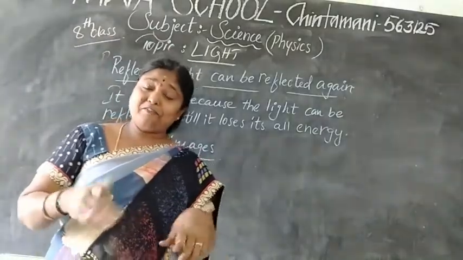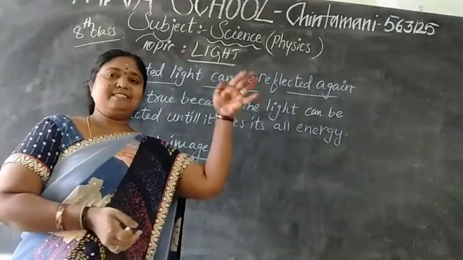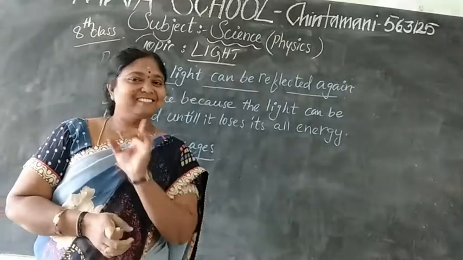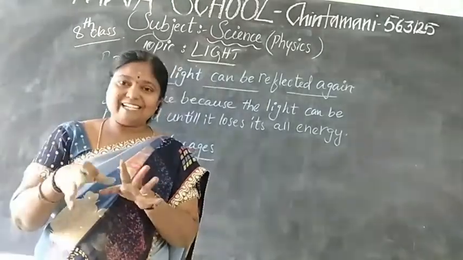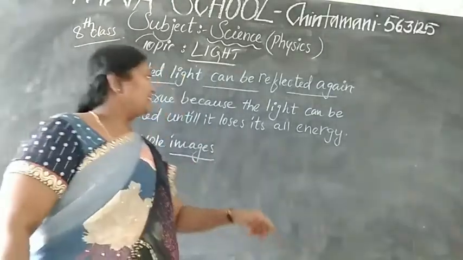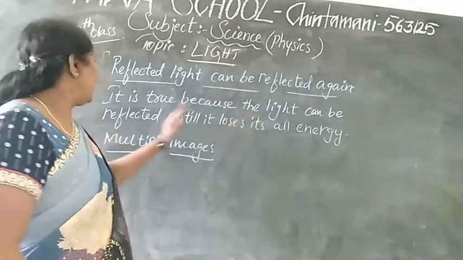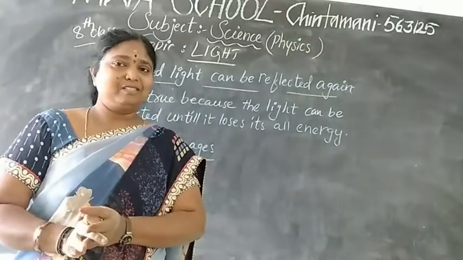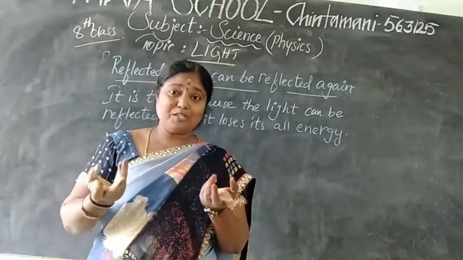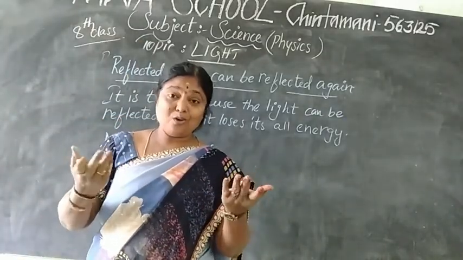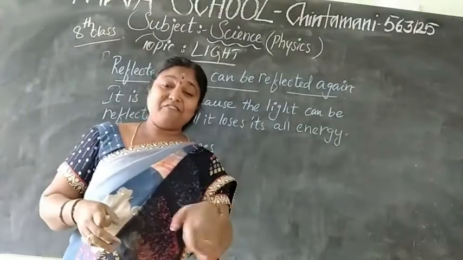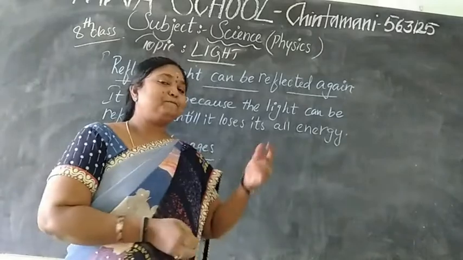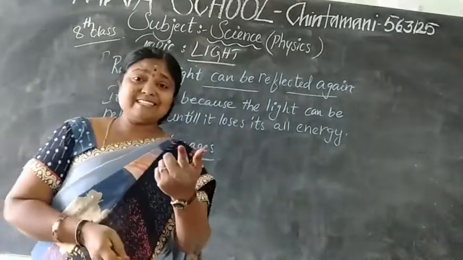Reflected light can be reflected again. Once it is reflected, once again it can be reflected. Yes, children, it's true. Reflected light can once again be reflected, because the light can be reflected until it loses all its energy. Not only the reflected ray, once again we can reflect it. So, where can we see that?